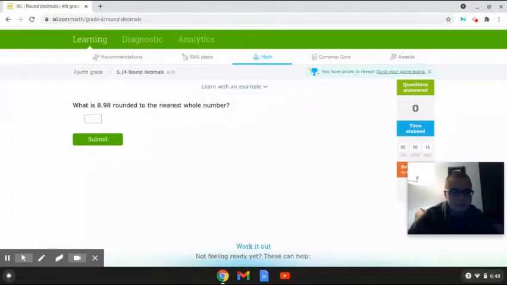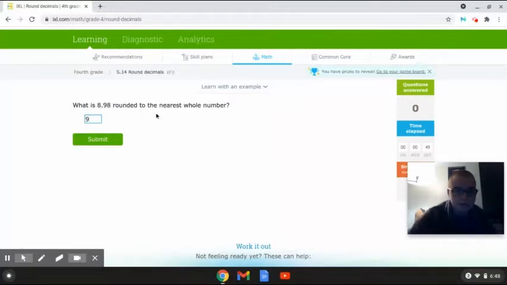Alright, so this first problem reads, what is 8.98 rounded to the nearest whole number? Alright, so in this problem we are given 8.98, and if we look, the number 8 is the key digit that we're going to be looking at, so that's the number that we're going to be rounding to. And if we look to the right of the number 8, we have the number 9. And the number 9 is bigger than 5, so that tells me to round up. But we don't need to include a money amount because we're rounding to the nearest whole number. So this is just going to be 9.